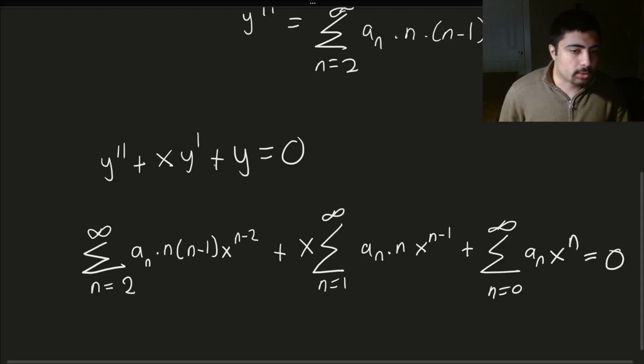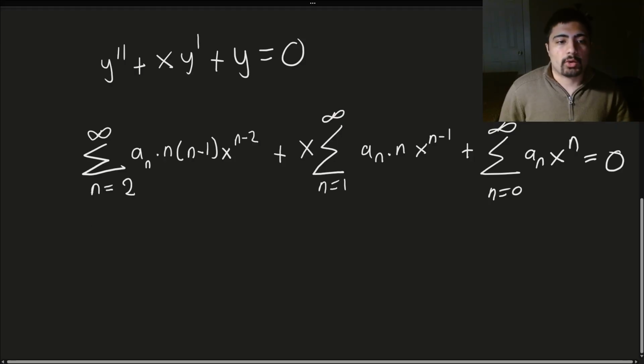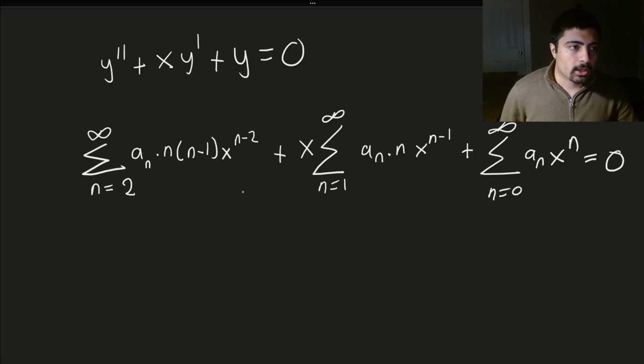Okay, so this differential equation looks something like this. We had y double prime plus x y prime plus y equals 0. I just rewrote everything in terms of their series notations. Now our goal is to combine these series. The first thing we want to do is make sure the exponents of x are matching.